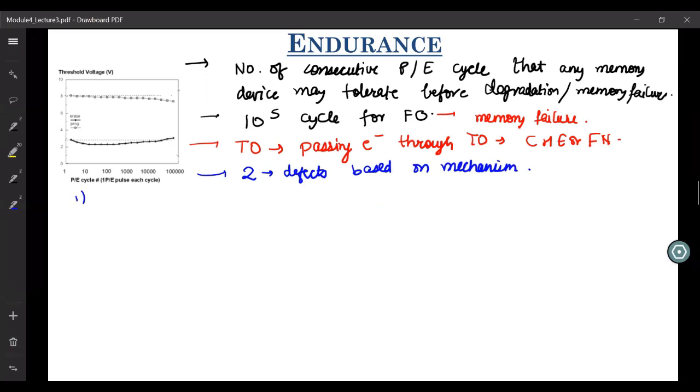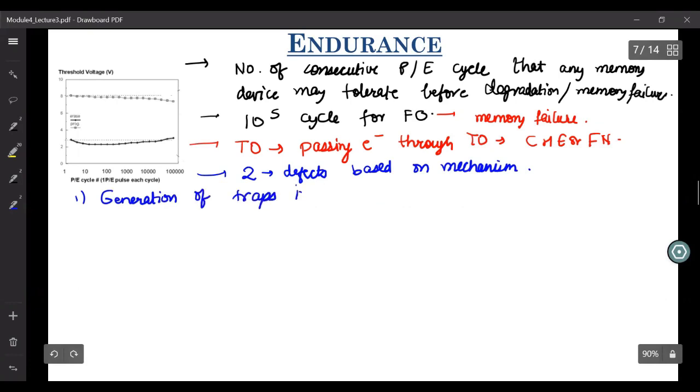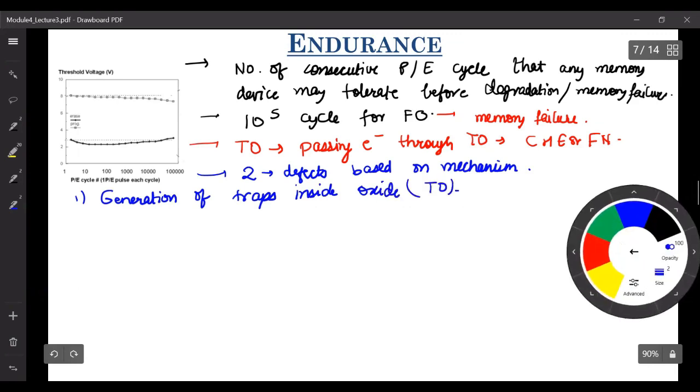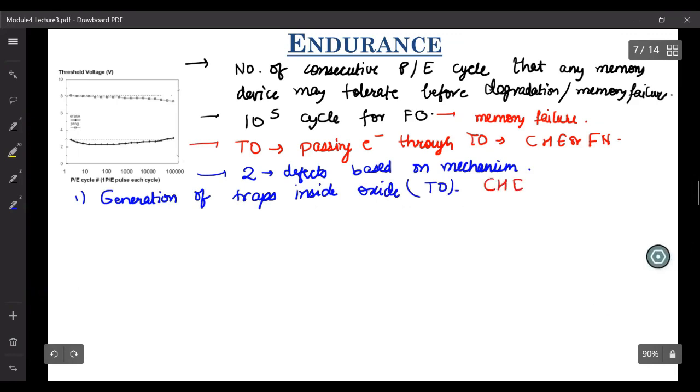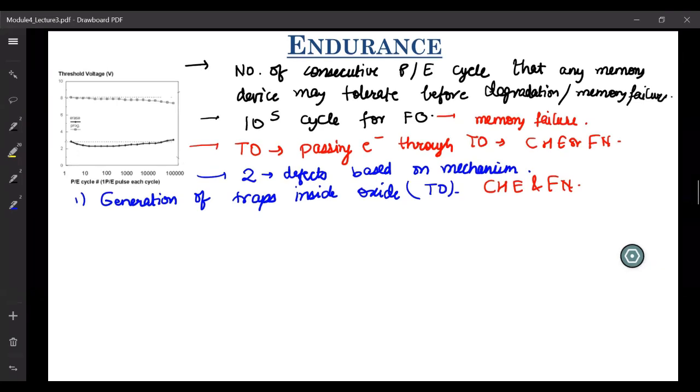The first defect is generation of traps inside your oxide, or tunneling oxide. This will happen in both CHE and FN, because at the end of the day, these electrons, or this current, are passing through your oxide. So it will stress the oxide and there will be trap generation. Let me draw the diagram, then it will become really clear.